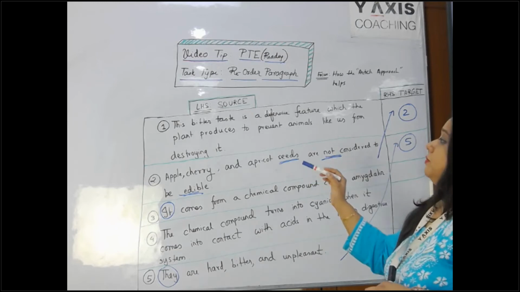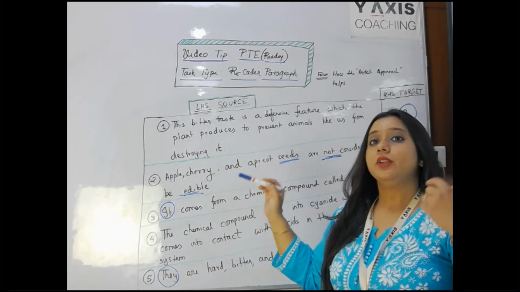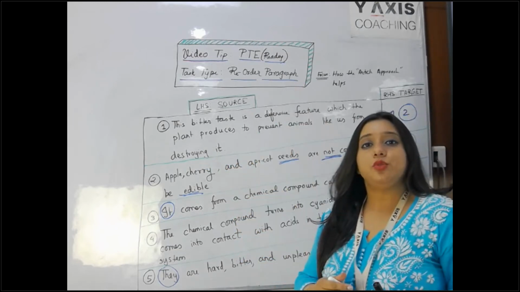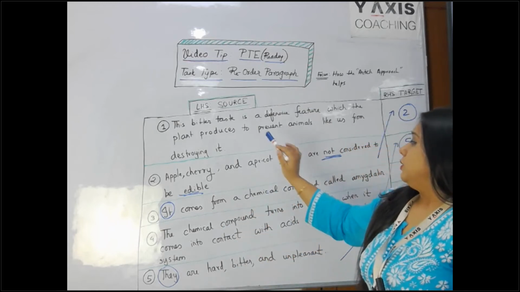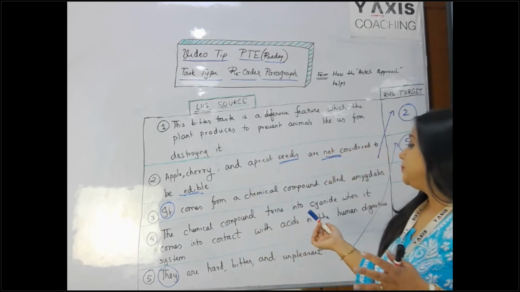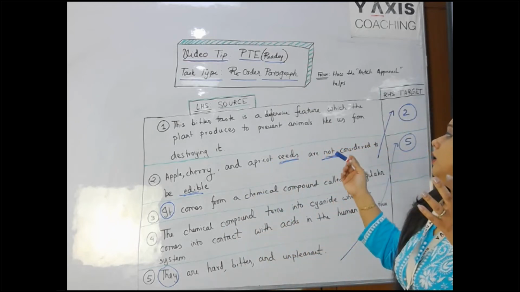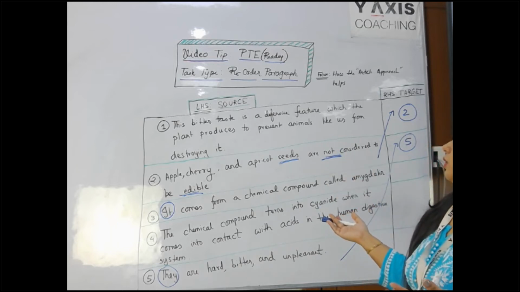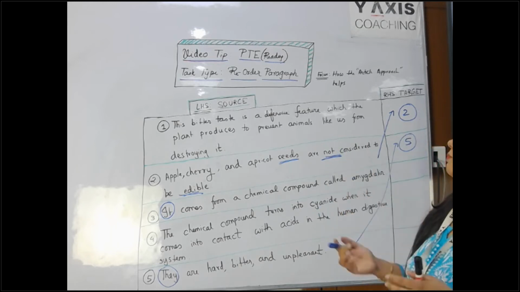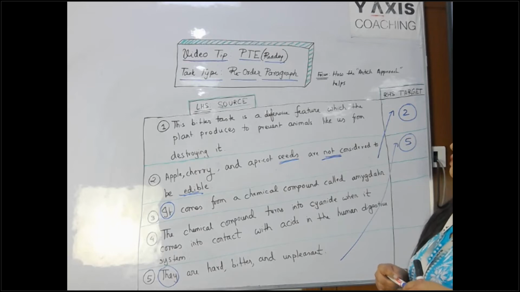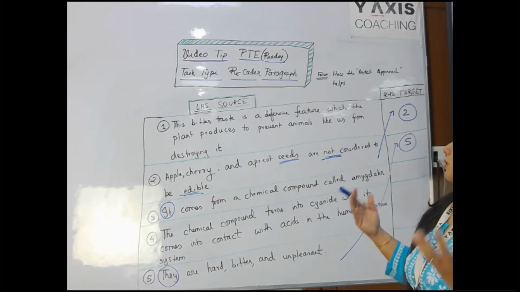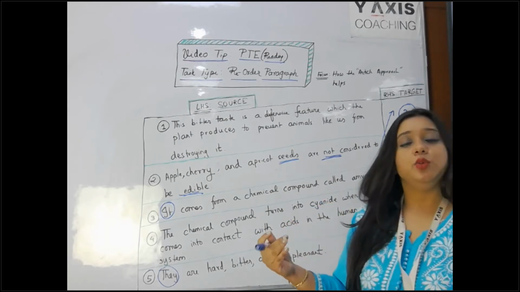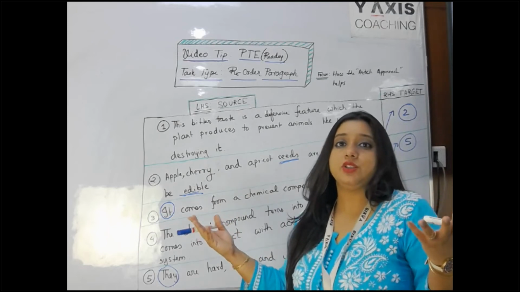Now down to 3. Let us see how the story sets from. So this beta test is a defensive feature which the plant produces to prevent animals like us destroying it. So that we don't destroy it, it is bitter.